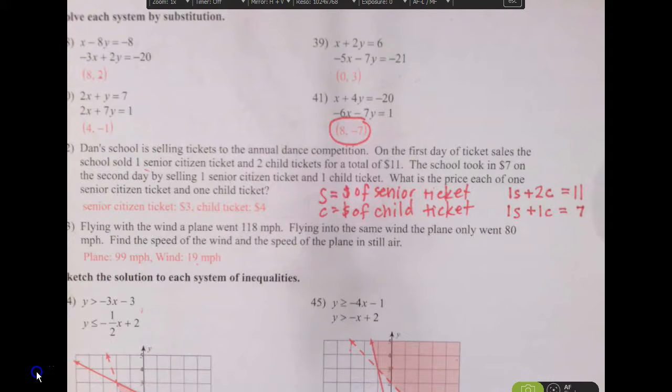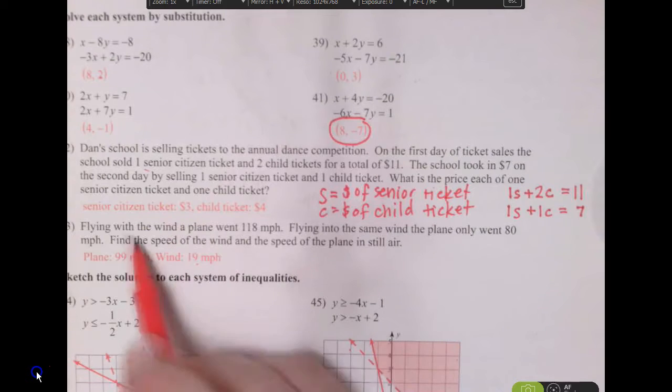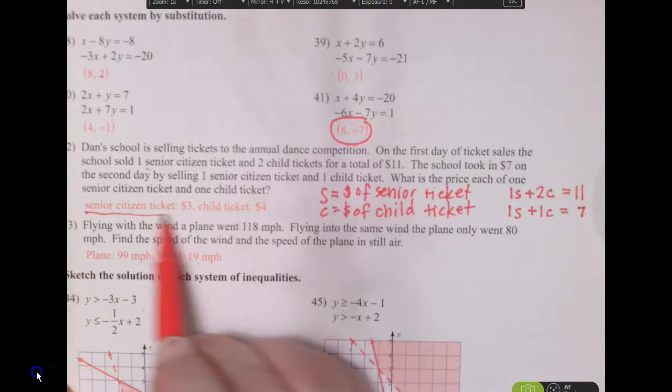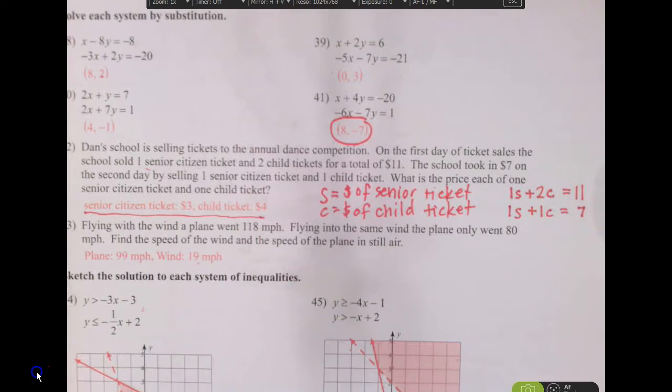You may choose to solve that using substitution or graphing. And you're going to get the final answer. Senior ticket is $3, child ticket is $4.